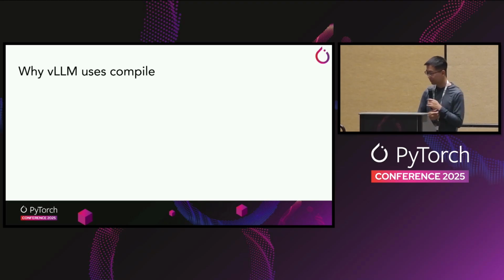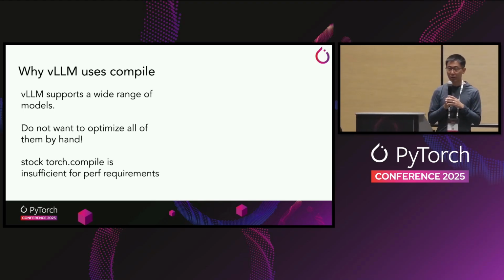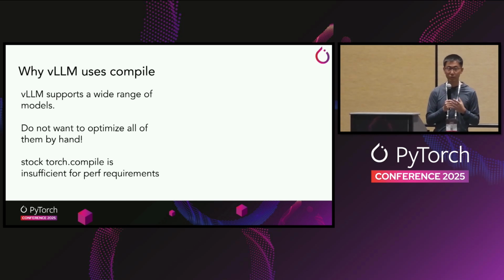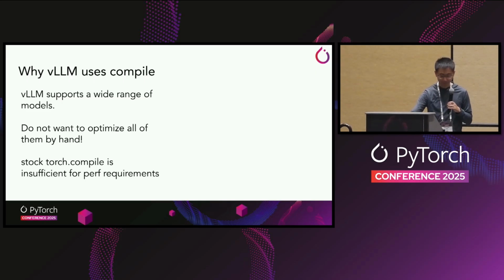And so why does vLLM use compile? vLLM supports a pretty wide range of models, and there's a bunch of optimizations you can do to them, but it'd be nice to not optimize all of them by hand. That being said, we do want to optimize some of these models by hand, and also the stock Torch, and so that's why we use Torch.compile. Unfortunately, stock Torch.compile is insufficient for vLLM's performance requirements. That didn't stop vLLM from using Torch.compile though.